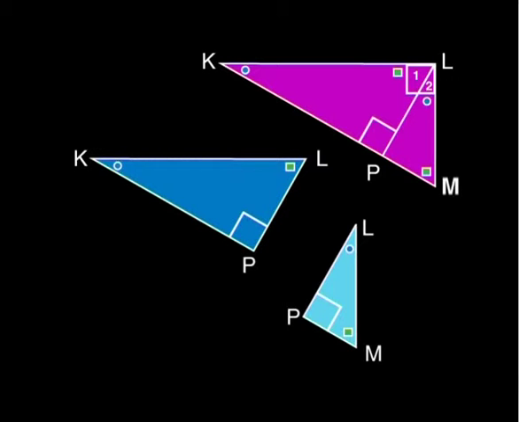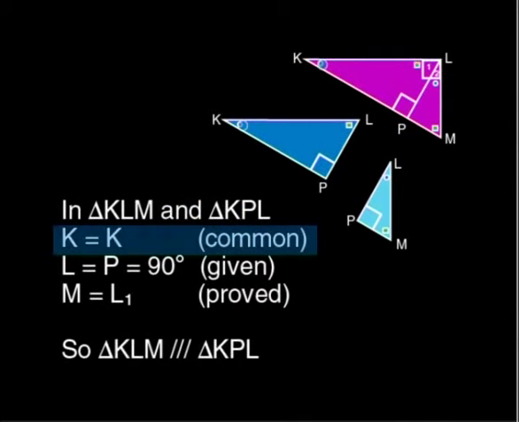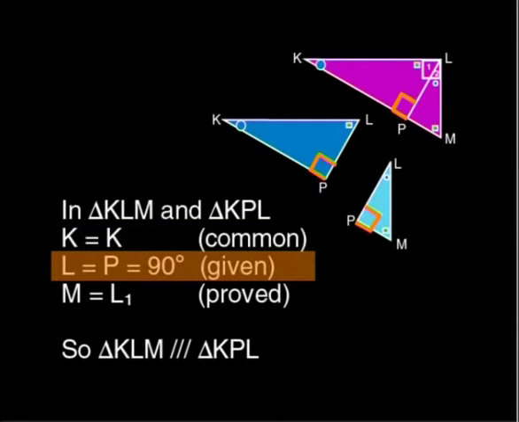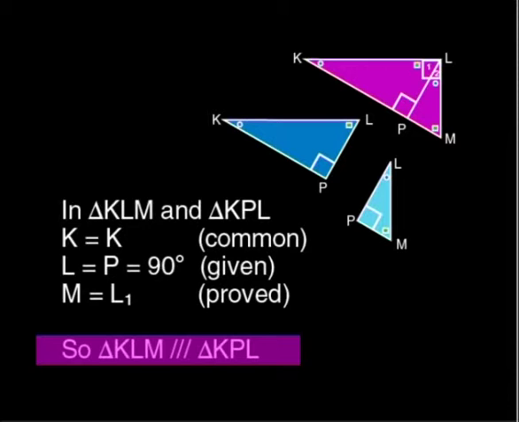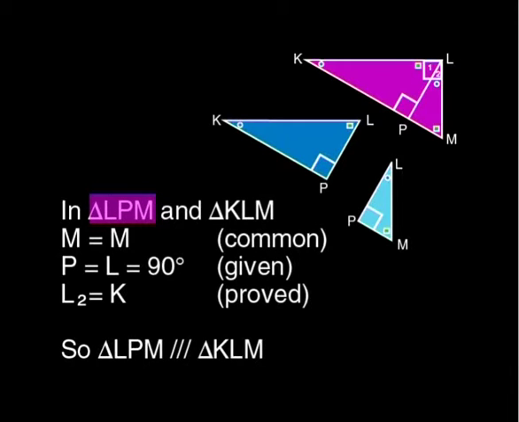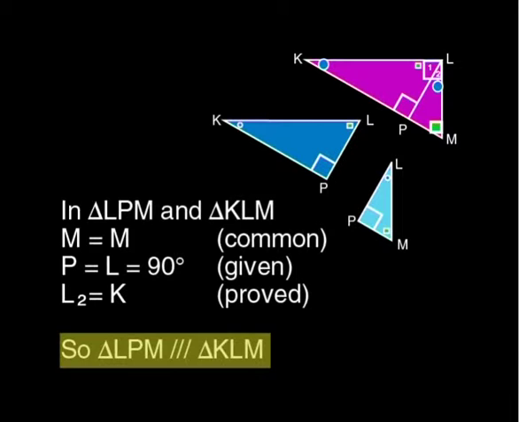We certainly have. In triangles KLM and KPL, we have K is common to both. L and P are both 90 degrees and M equals L1. So these triangles are equiangular and therefore similar. In triangles LPM and KLM, M is common to both. P and L are both 90 degrees and L2 equals K. So these triangles are equiangular and therefore also similar.